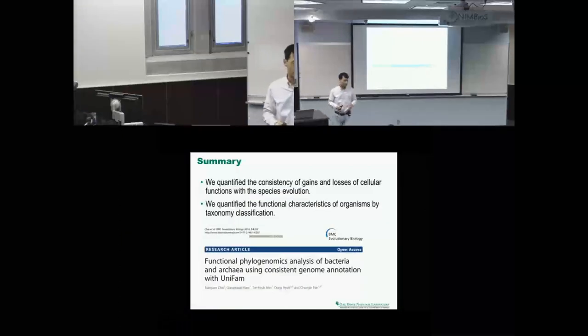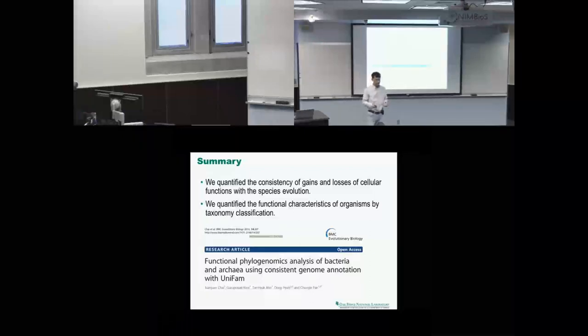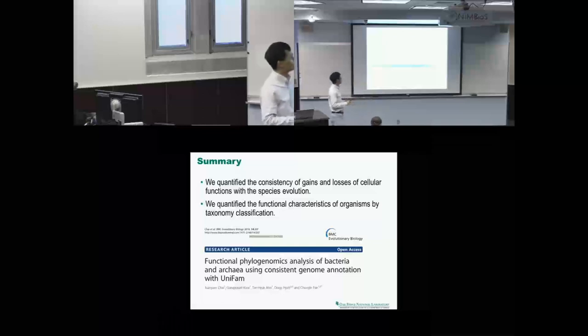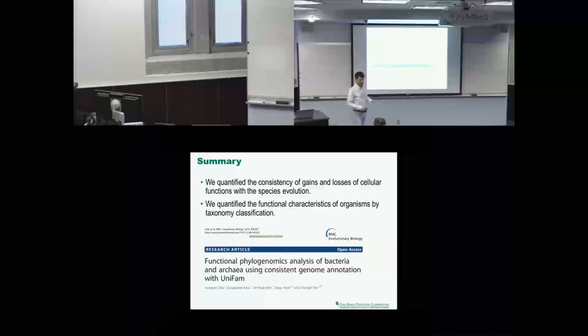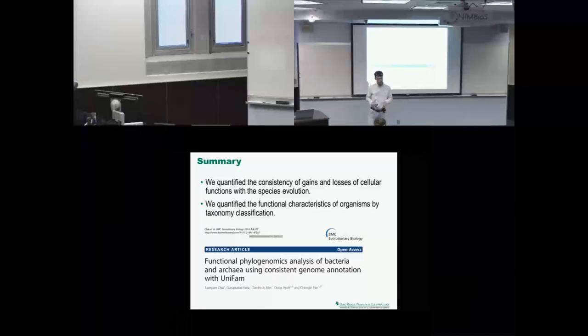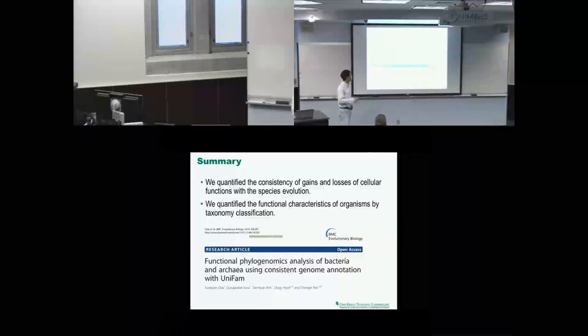So in summary, here we took an observation that microbiologists often had with a lot of different microbial taxa, and we quantified those observations through big omics data. We looked at 14,000 different genomes. Specifically, we quantified the consistency of gains and losses of cellular functions with the species evolution. And we also determined the functional characteristics of different organisms by their taxonomic classification. We were able to do this because JJ had her evolutionary biology background, and we were able to provide her with high-performance computing background. So this is an example of how KBase and MATLAB can have some interesting intersections.